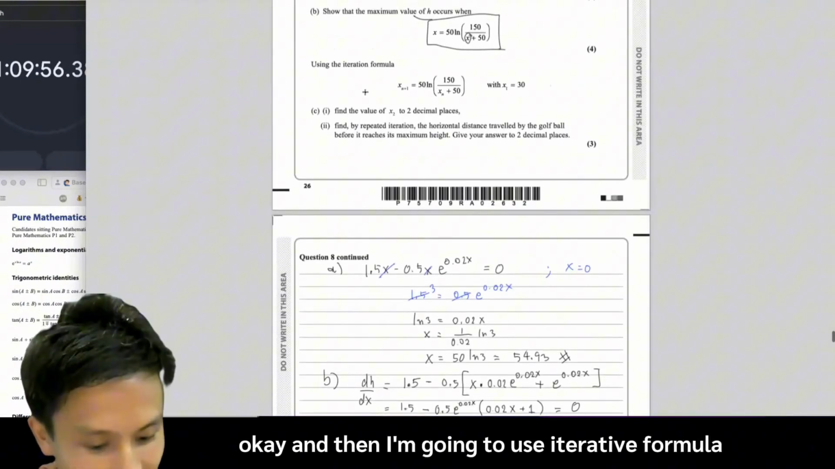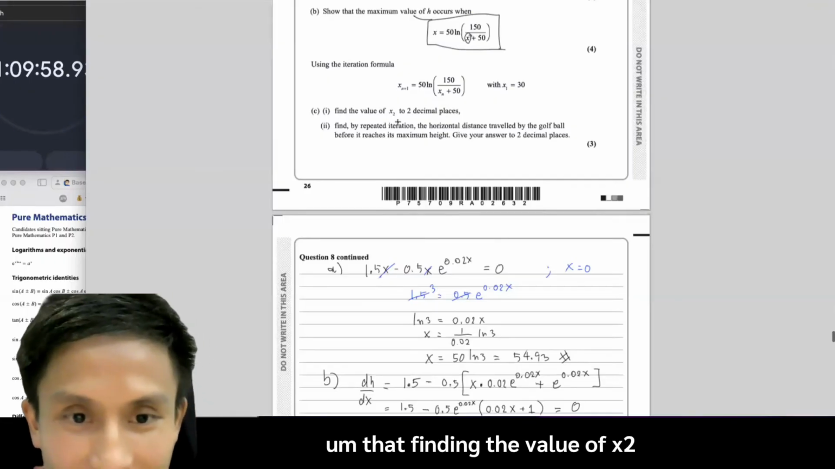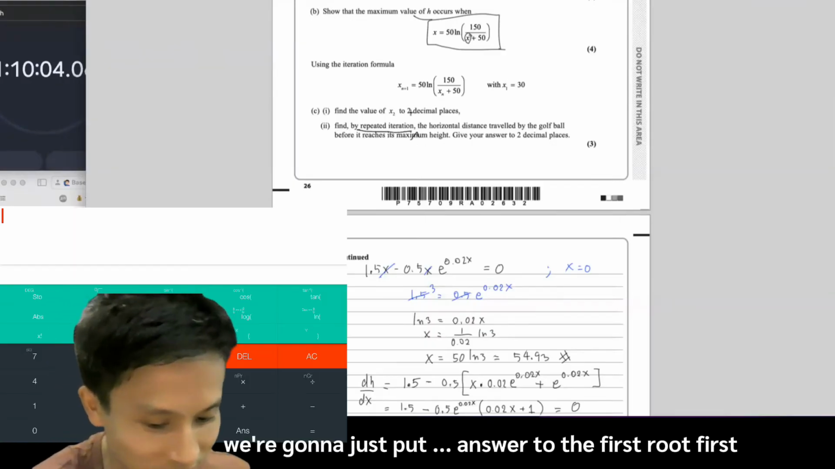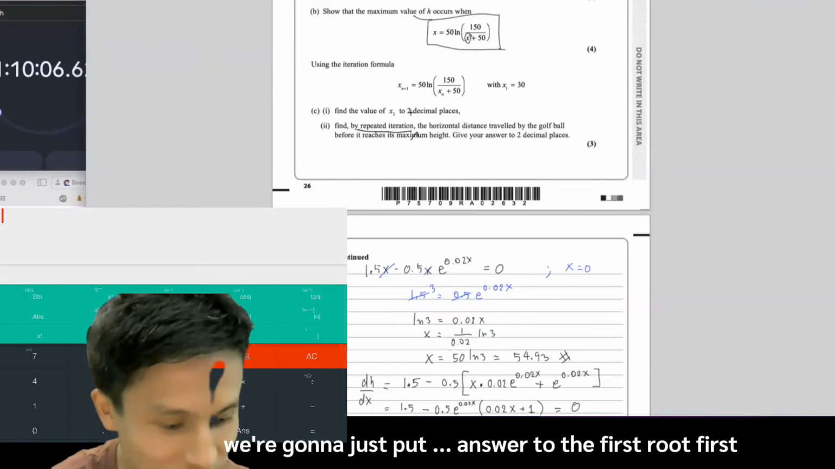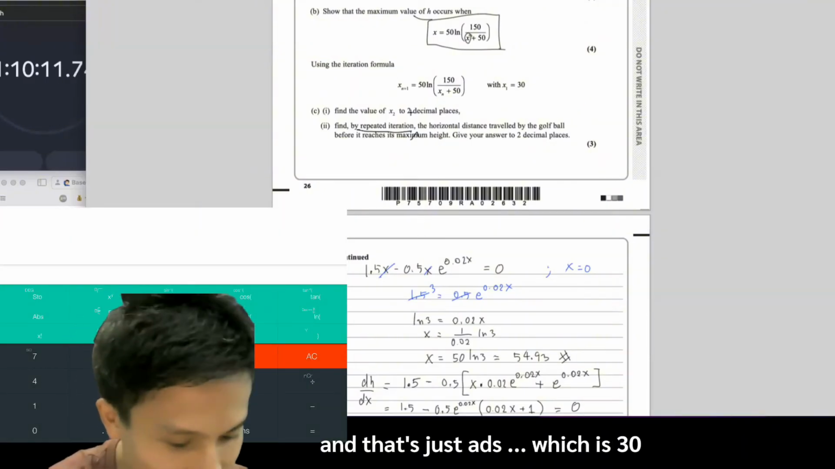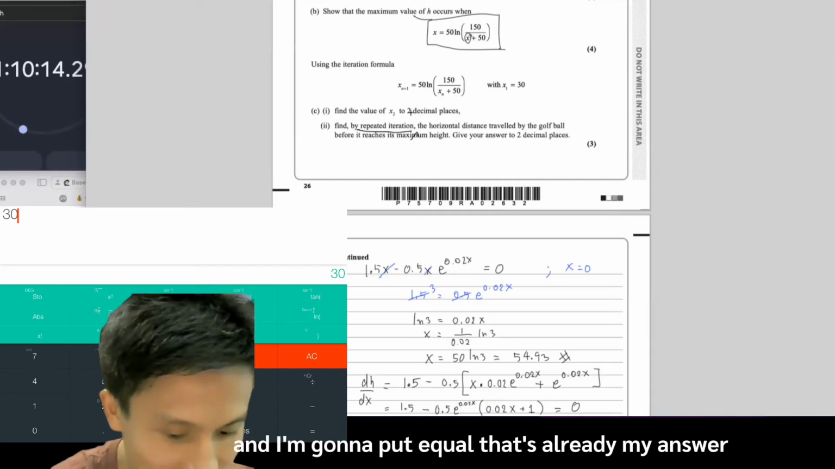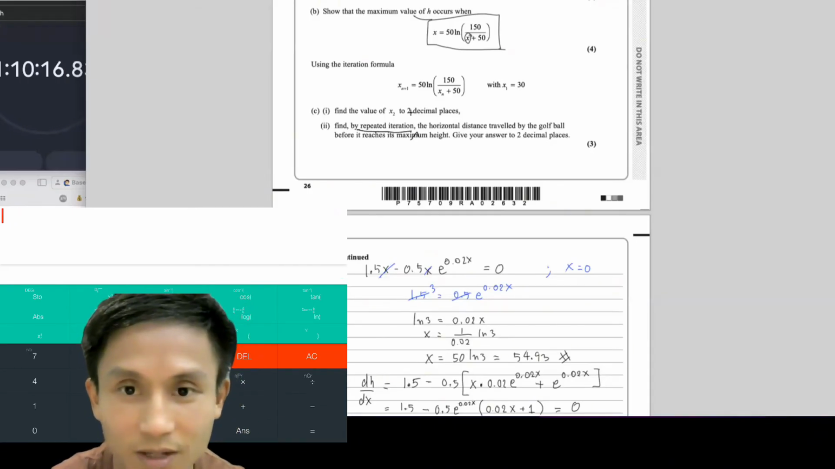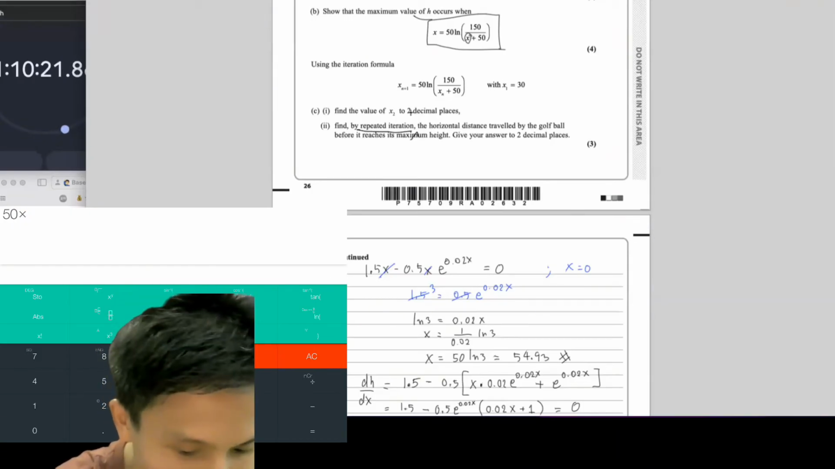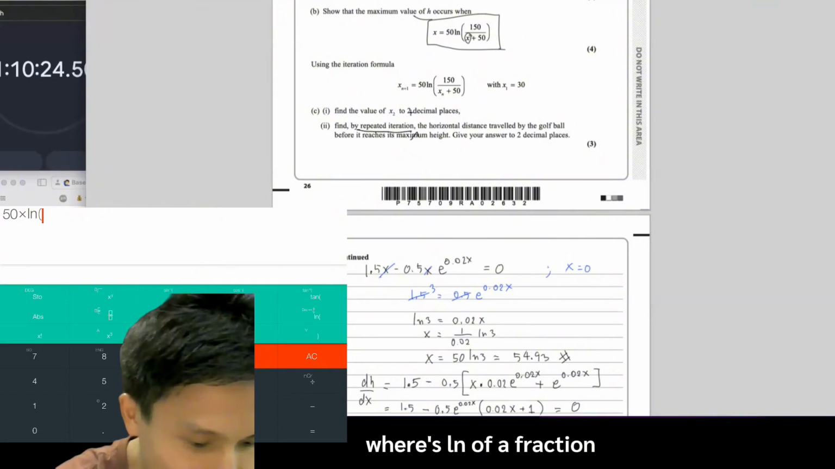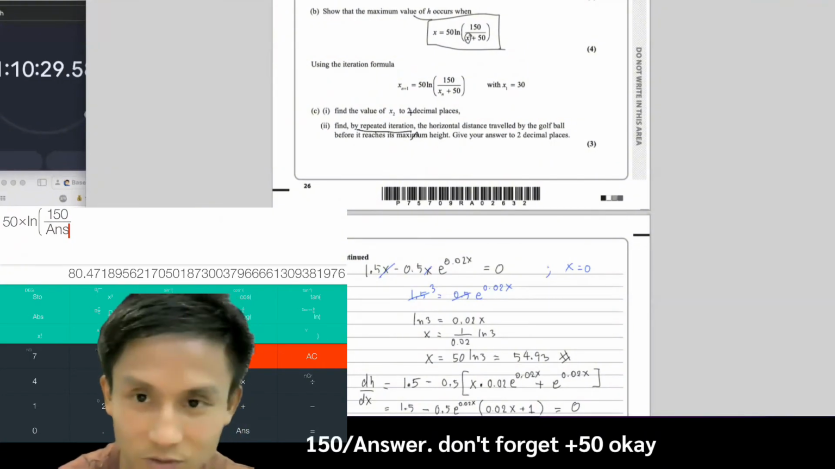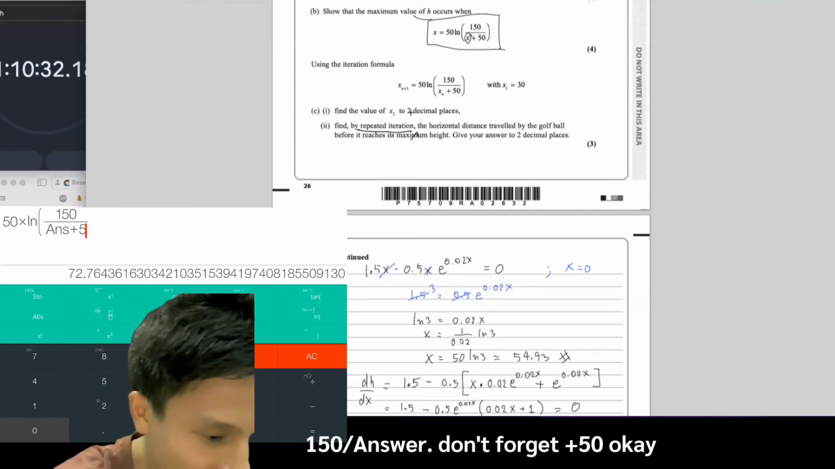Okay. And then I'm going to use the iterative formula, finding the value of x2. And then we're going to repeat later. So we're going to just put an answer to the first root first. That's just 30. And I'm going to put equal. That's already my answer. And then I'm going to do 50 times ln of a fraction, 150 over answer, don't forget, plus 50.